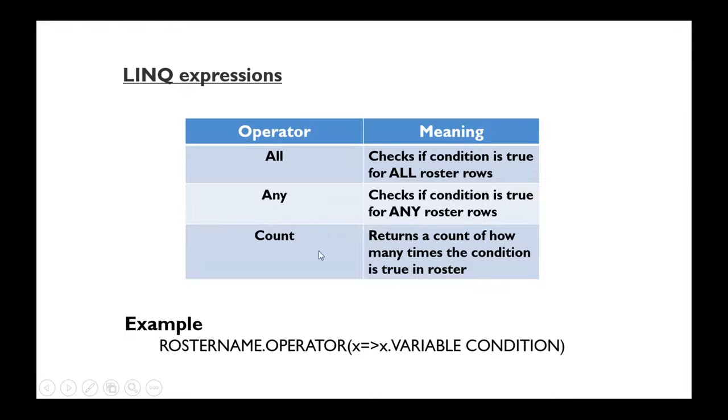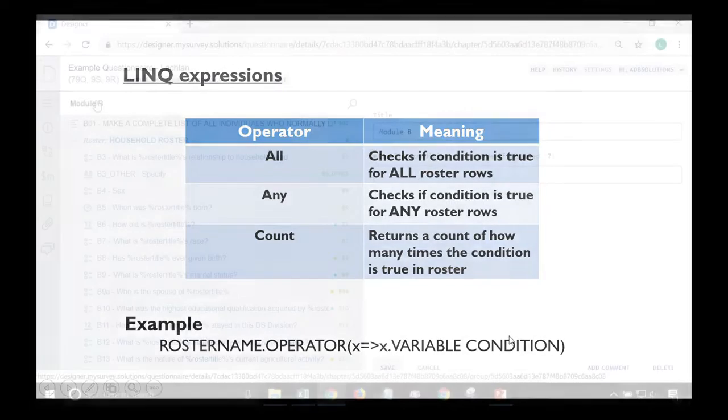So for today's example, looking at the number of household heads, we're going to use count, because one household head will be okay, but if our count is equal to 2 or more, then we're going to have a problem. And then inside the parentheses, we use the x => x. to define our condition. So our variable is going to be the relation to household head variable, and our condition will be is equal to the household head.